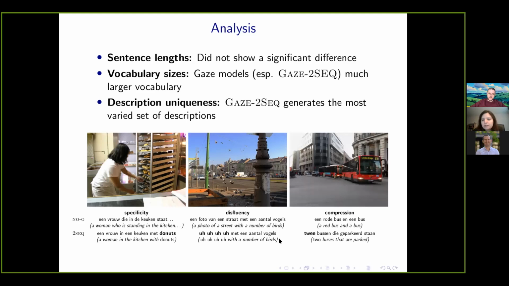So then there was this last thing about compression, and here we see that the no-gaze model says a red bus and a bus, and it repeats some things, but the other model actually compresses, so it's 2 buses that are parked, which is a nice way of explaining this. This repetition, if you have worked with language generation before, occurs in the early stages of training, or maybe the model is not trained well enough. So there are such things that occur, but in our second model, we see that it is able to overcome this.